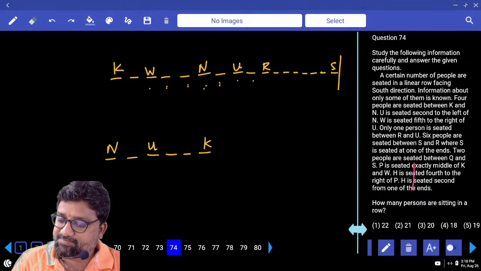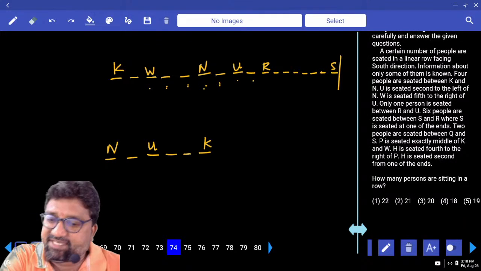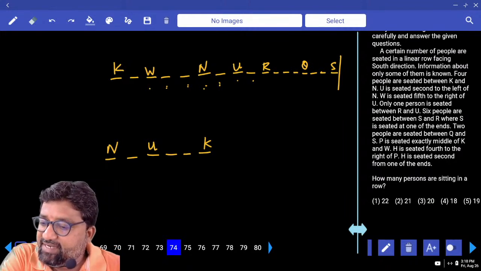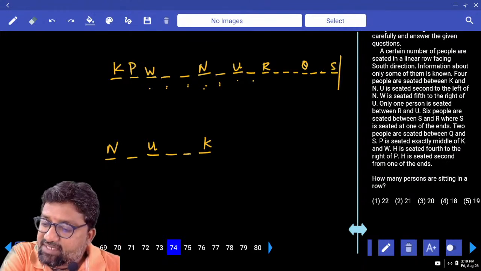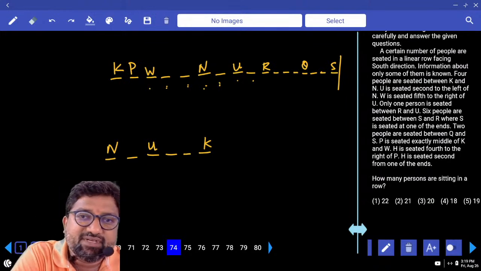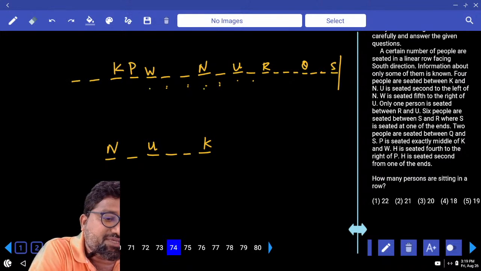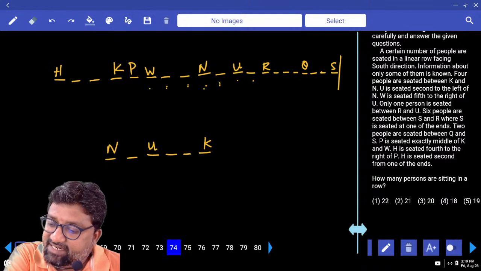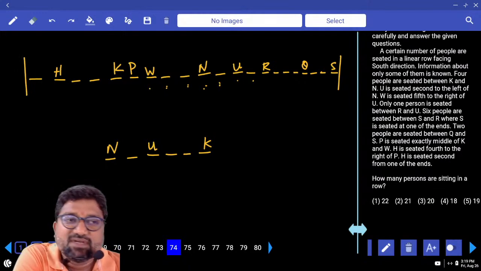Next. Two people are seated between S and Q. There is no other possibility. Next. P is seated exactly between K and W. This is P. H is fourth to the right of P. Fourth to the right of P means our left. 1 is already existing. 2, 3, 4. This is H. Next, H is seated second from one of the ends. Done.